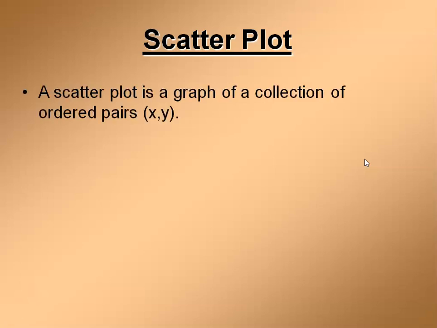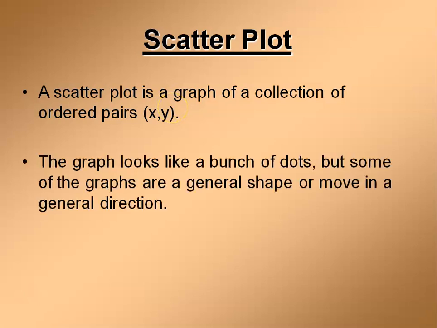A scatter plot is a collection of ordered pairs, x and y. So that's a collection of points on a Cartesian graph. And the x and the y can represent two different variables. That's why this is a part of two variable statistics. So a scatter plot is itself just a collection of individual dots.